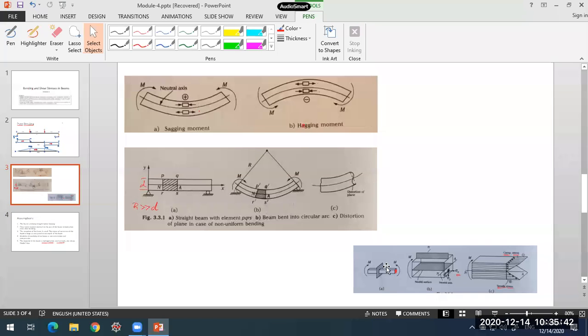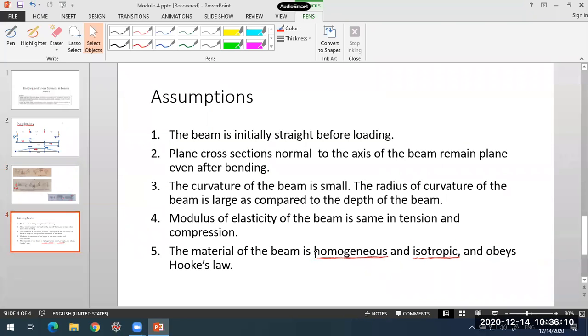It is not that if I bend the beam in some other direction, it will give me some different results. No, it is not like that. The material properties, modulus of elasticity, Young's modulus, or the bulk modulus, or modulus of rigidity, any property you take, they will remain same in all directions. So that is what isotropic means. So the material of the beam is homogeneous and isotropic.